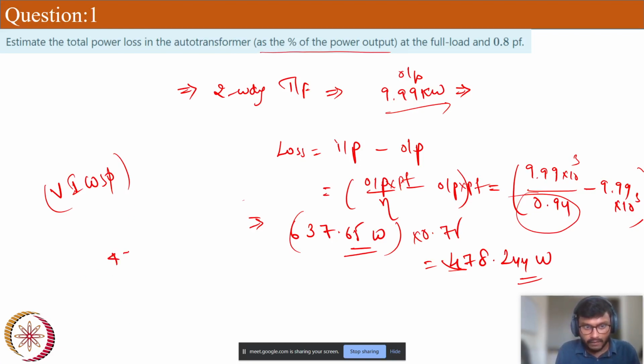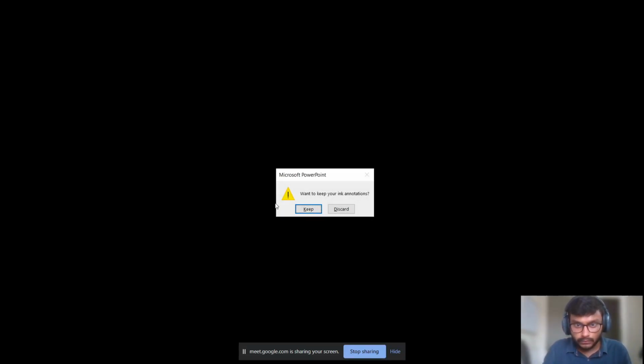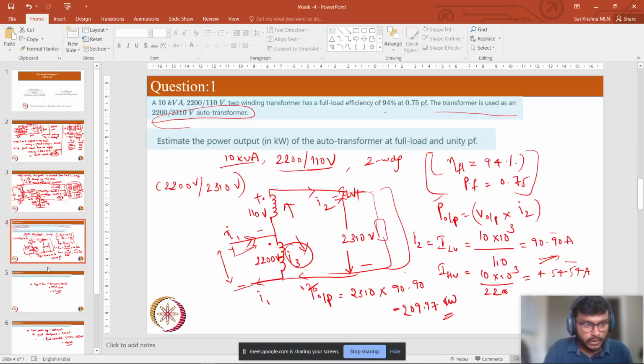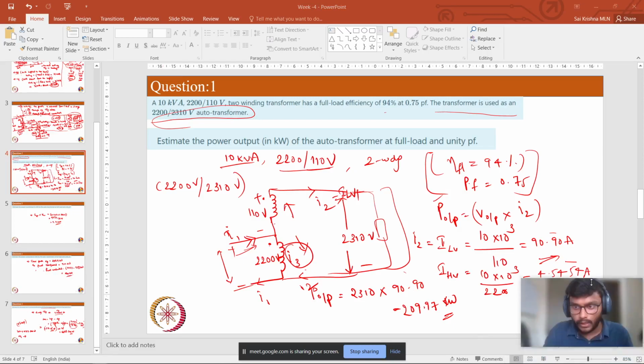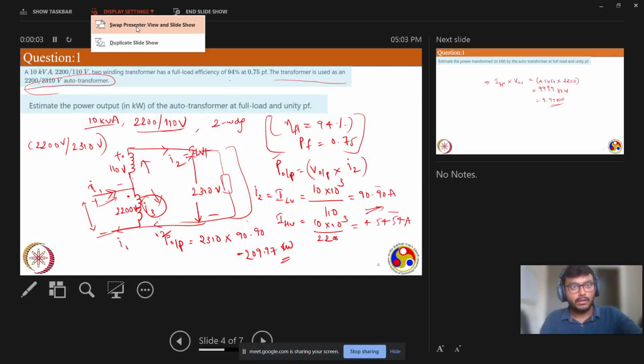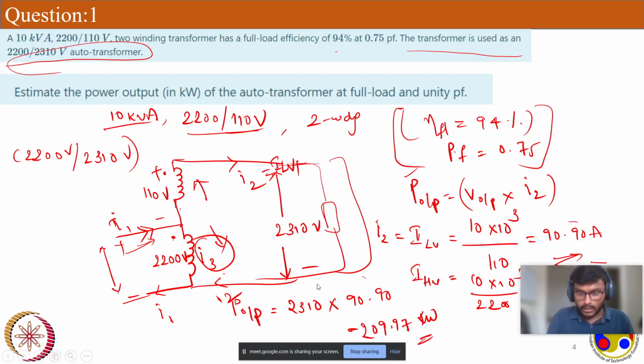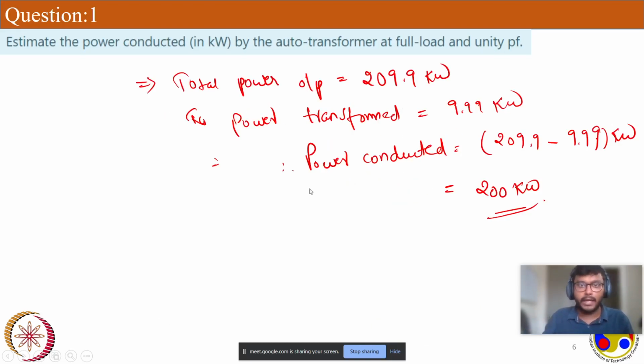478.244 is the loss. Now, what is the total power output? The total power is 209.97. Let me share my screen again. So 209 is my total power. Now we just have to write my loss in terms of percentage of the total output.